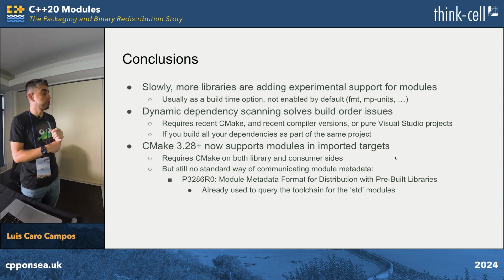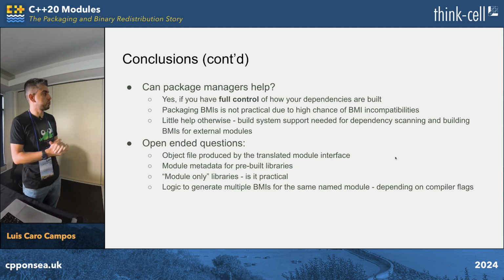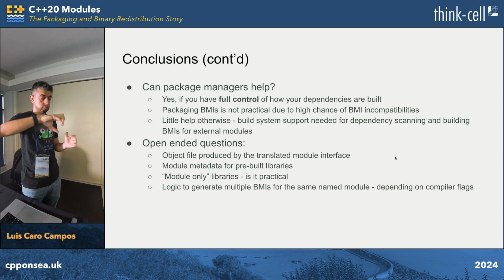CMake 3.28 supports modules in imported targets, but that only works for CMake. We still don't have a standard way to interface with other build systems, and as we've seen, we do have issues with BMI compatibility, even in the same project, even if everything is bundled and built together. Can package managers help?